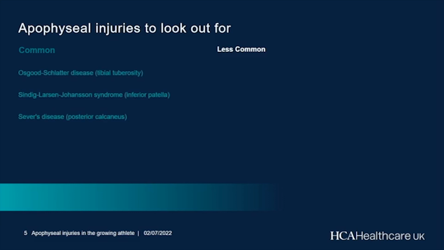So the common ones you've probably heard of, that we all know about, to look out for are things like Osgood-Schlatters, which is an injury at the tibial tuberosity. Sinding-Larsen, which is slightly underdiagnosed, I would say, is at the inferior patellar pole. And Sever's disease, where we're talking about the posterior calcaneus, where the Achilles tendon is pulling on the posterior calcaneum and more commonly causing a traction apophysitis.